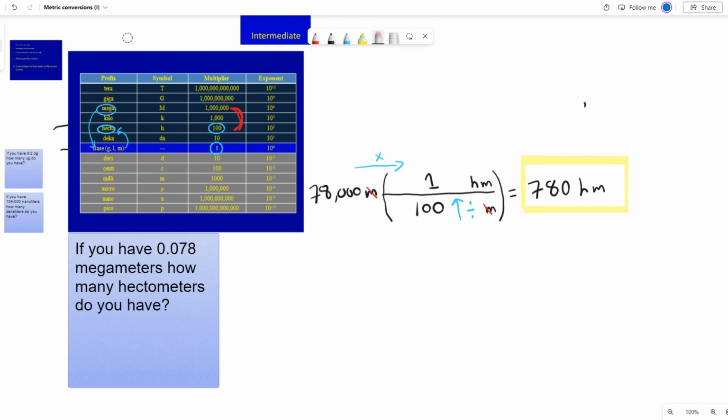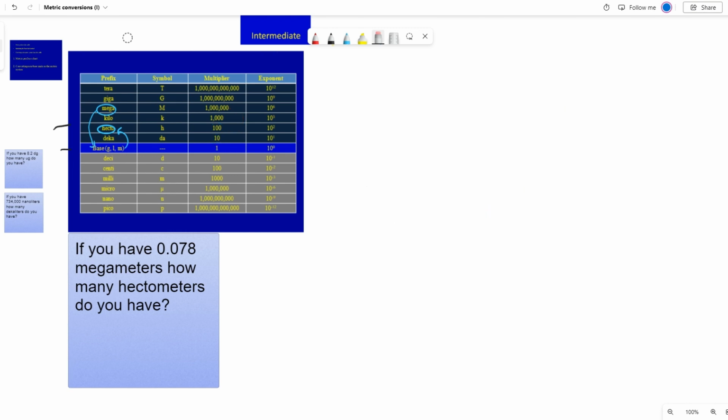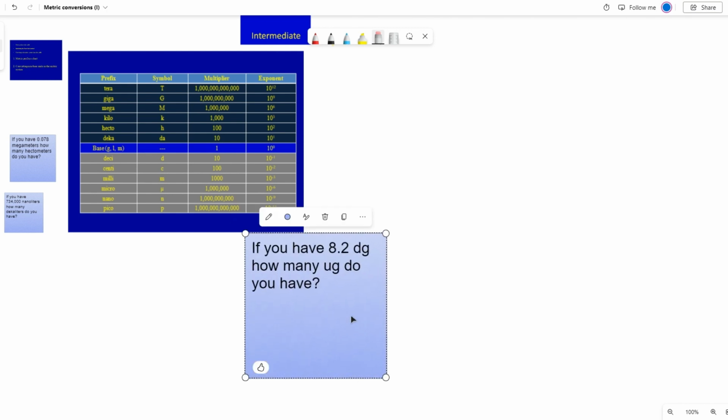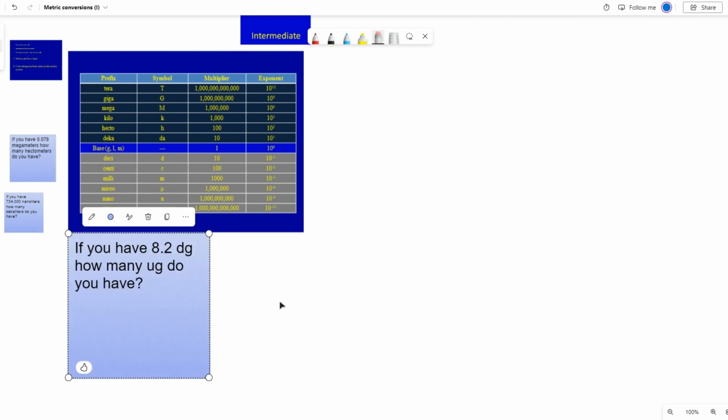Let's take a look at a few more to make sure that we're comfortable with the process. So clear everything off of here. And the next problem that we're going to take a look at, we'll drag it out here, has us going from decigrams to micrograms. So it says if you have 8.2 decigrams, how many micrograms do you have?